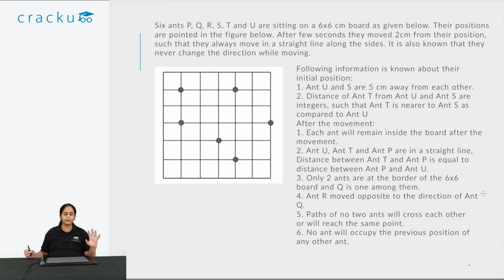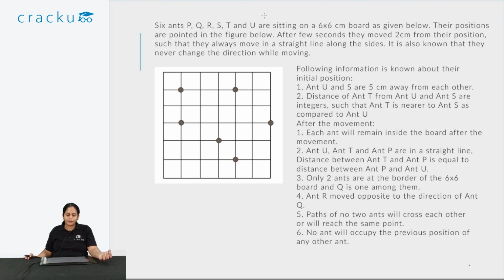So basically, what do I need to find out in this set? I need to find out what are the initial positions and what are the final positions. If I find out those 2 boards, I will be able to answer all the given questions. Essentially, this is kind of a puzzle, because we have to identify which of these 6 points is P, Q, R, S, T and U, using the clues that are given.